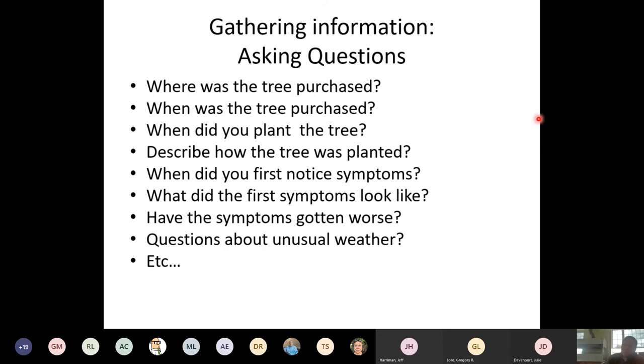And the next question, when was the tree purchased? This is important because sometimes people purchase trees and they don't plant them right away. And this is sort of related to the next question of when did you plant the tree? So if there's too much of a gap in between when the tree was purchased and when the tree was planted, obviously there's different things that can happen.